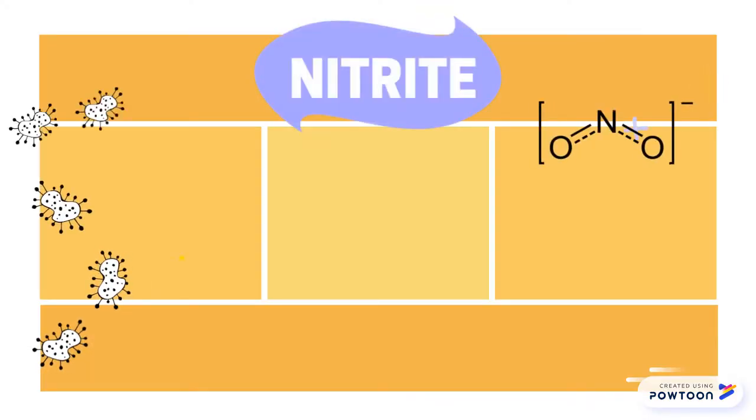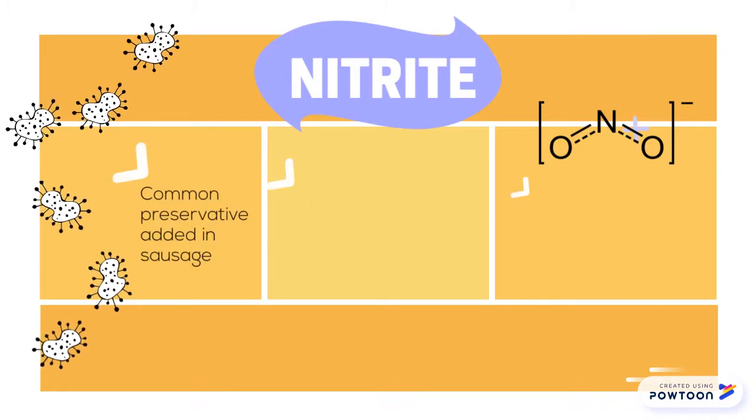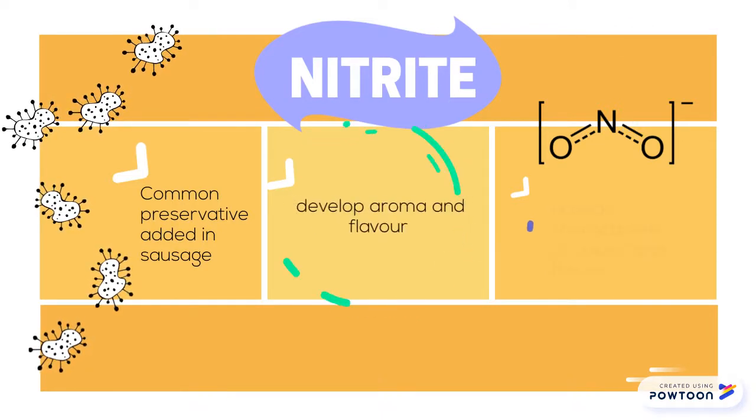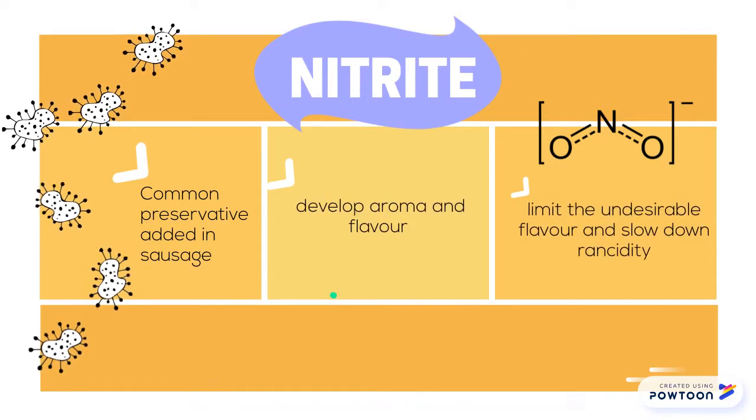Nitrite is a common preservative added in sausage. It provides excellent protection from botulism and characteristic colors as well as flavors of cured meat. Nitrates develop aroma and flavors associated with cured meats, and they limit the undesirable flavor as well as slow down the rancidity.